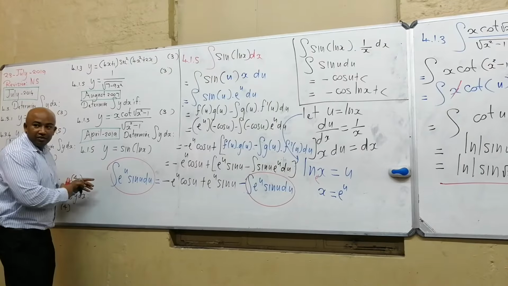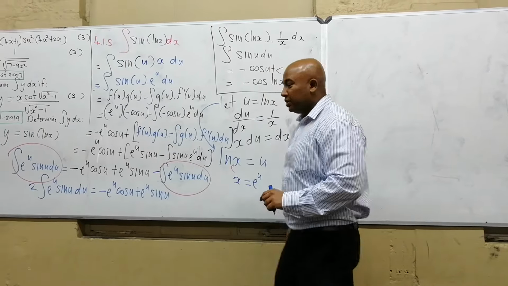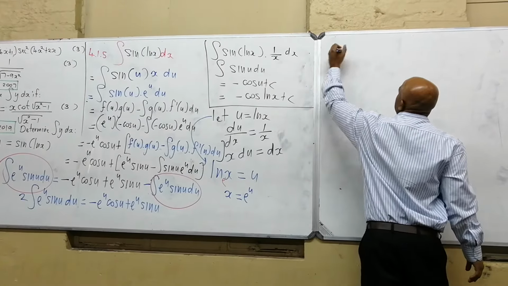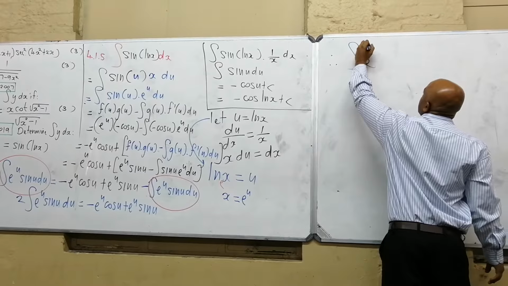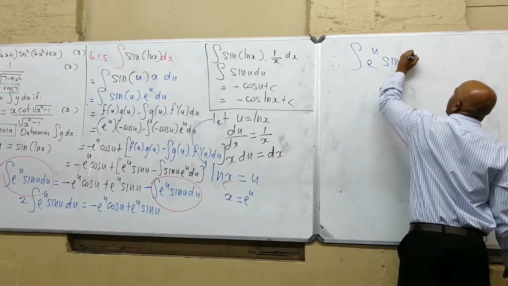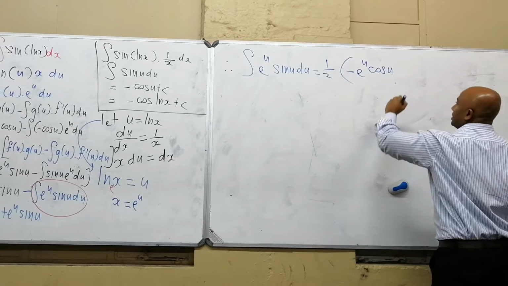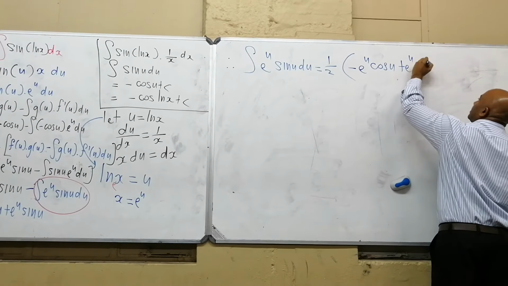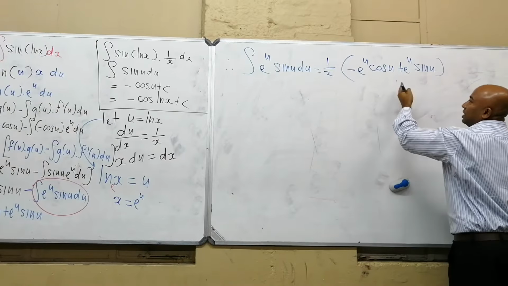All I did was take this to the left and you got like terms, 1 plus 1 will give you 2. So therefore, the integral of e to the power u sin u du is now going to equal 1 over 2 times, so everything divided by 2, it's the same as multiplying by half, minus e to the power u cos u plus e to the power u sin u. And you're done with your integration now. So you put down plus c.